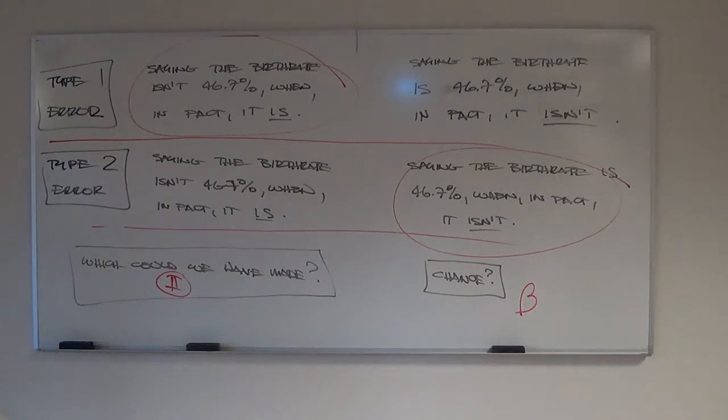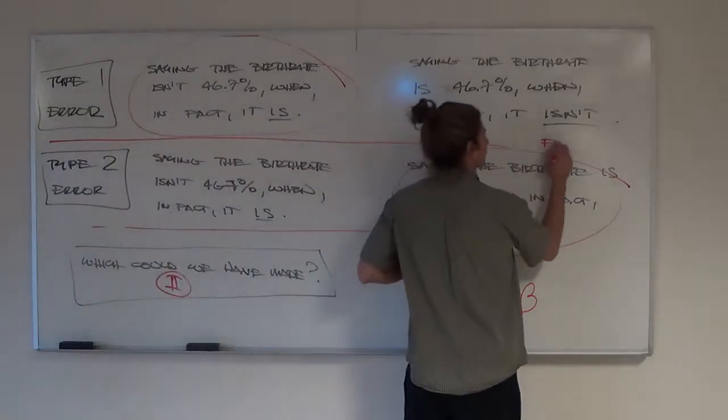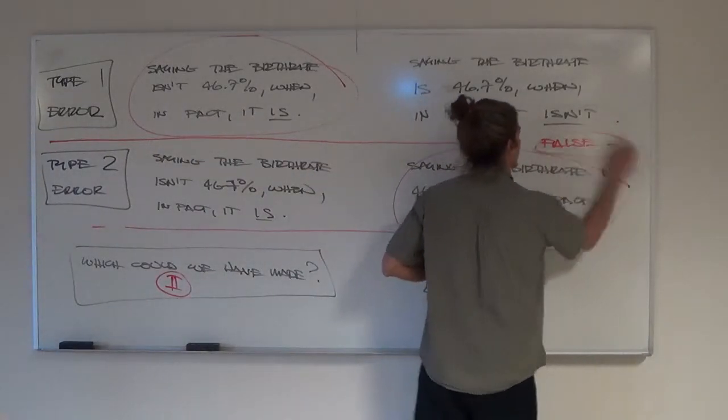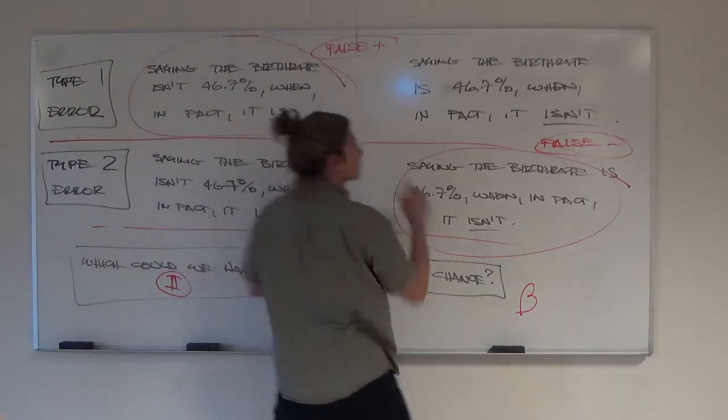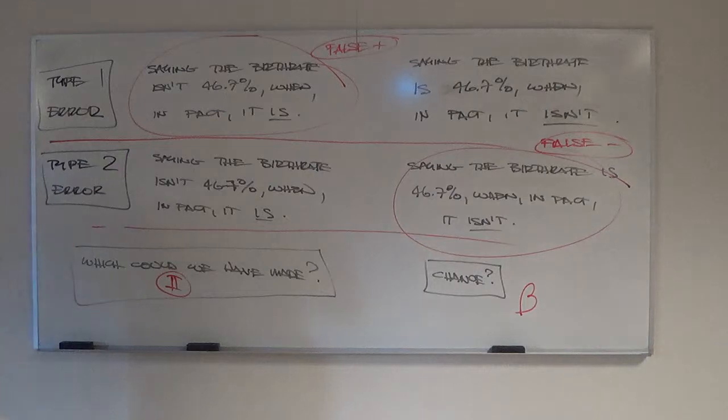For the type 2 error, okay, you said this one was a false positive, this one's a false negative. Yes, ma'am. That's a false negative. This guy's a false positive. Now, see if you can make sure you understand why it's a false positive versus a false negative.